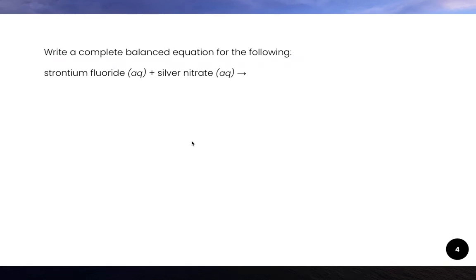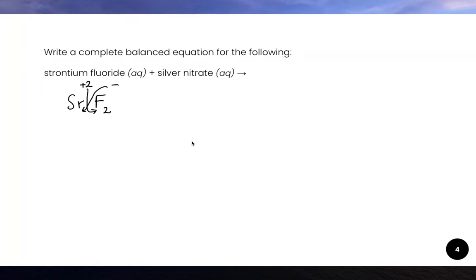This one is asking us to predict the products for strontium fluoride reacting with silver nitrate in an aqueous solution. So start with your periodic table. You've got strontium and fluorine for our first molecule. Strontium is a group 2 element, so it has a charge of +2. And fluorine has a charge of -1 because it's a group 7 element. So we'll have to drop and cross those charges to give a neutral molecule. So the 2 will come down and the 1 will come down, but we won't write that.